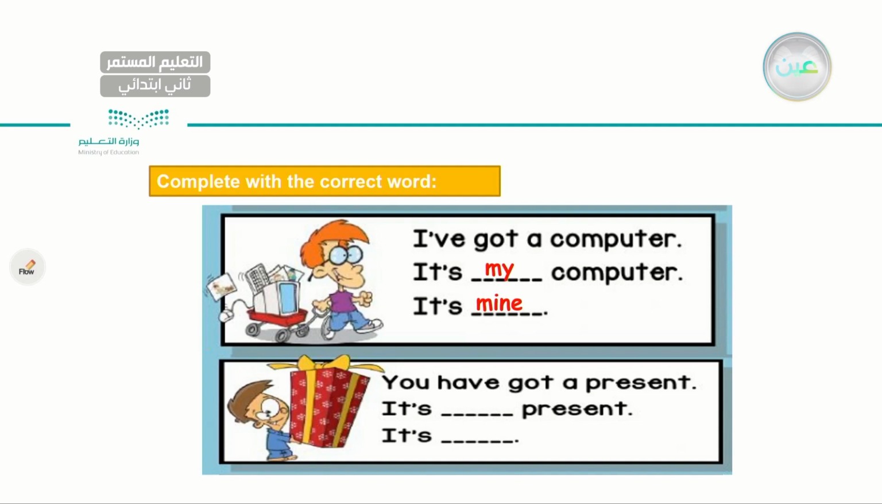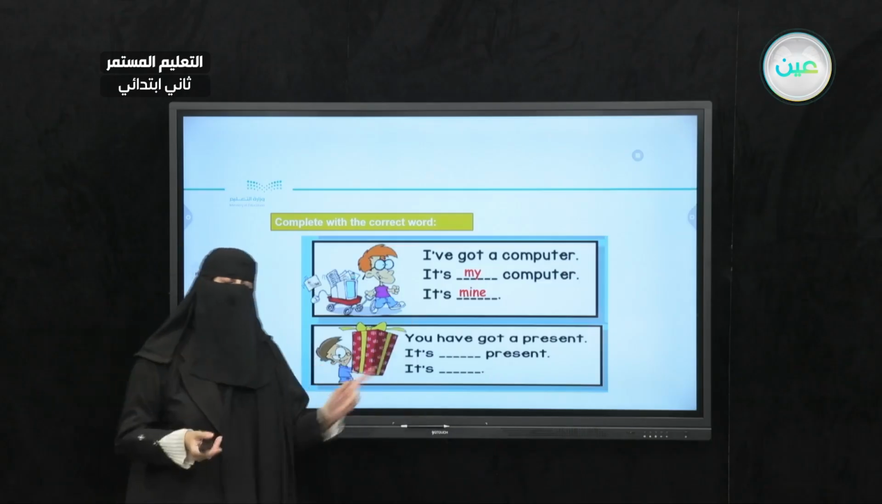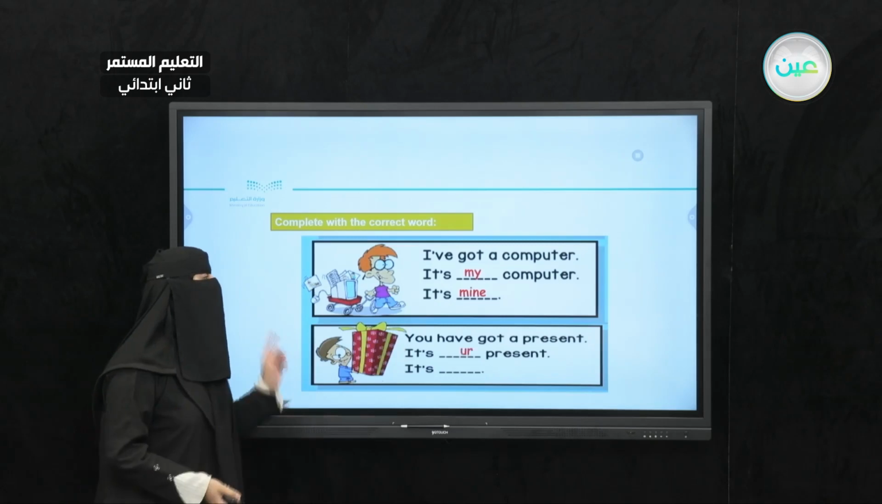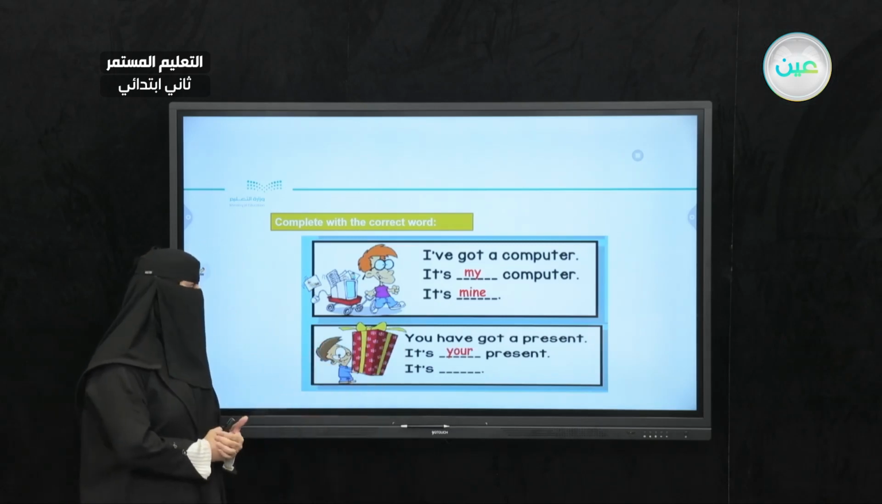Now let's move to the second one. You have got a present. It is, what do you think? Can I say it is my present? Can I say it is our present? No, because I have you, it is your present. It is your present. Very good.